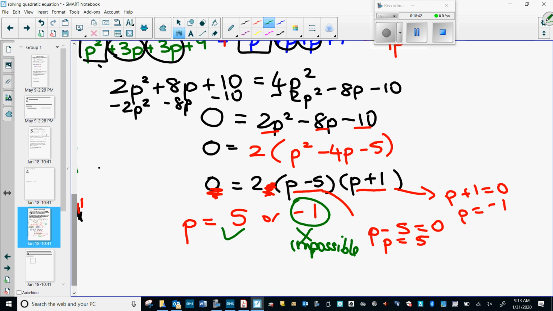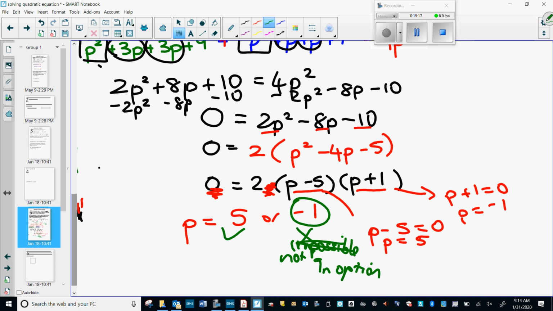If you were just asked to solve this equation, both 5 and negative 1 are your answers. For an application question, you have to double check, are they both options? And in this case, the negative 1 is not an option. Maybe I shouldn't use the word impossible, maybe I should say not an option, because if p was negative 1, we're getting negative lengths or lengths of 0, and that's just ridiculous.